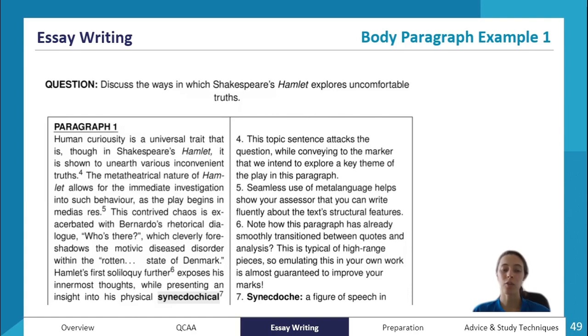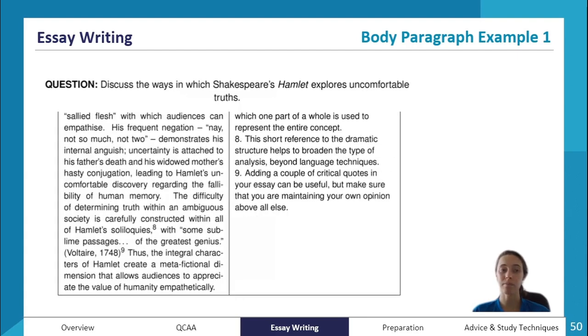And then finally, we've got this idea of "Hamlet's first soliloquy further exposes his innermost thoughts while presenting an insight with which audiences can empathize." And so it will then continue on from there. We're looking here at furthering what we've already said. So we are relating to audience positioning by mentioning how they would respond to something from the text.